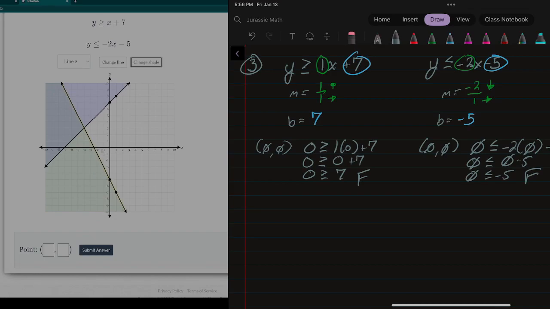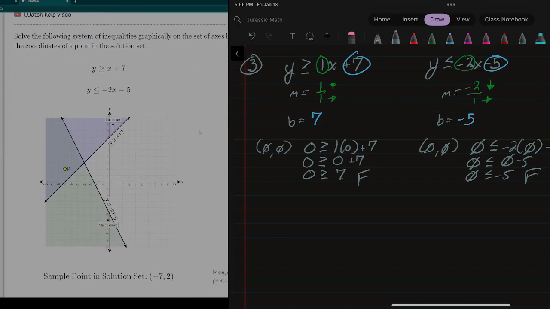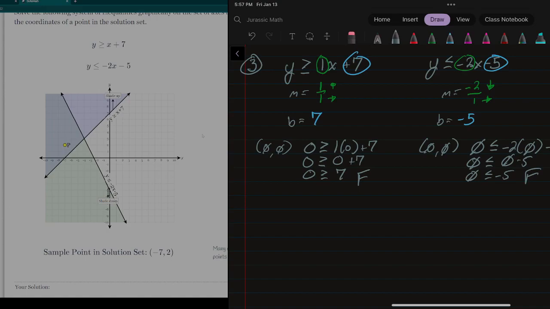Notice there are now 3 different colors excluding white. So the top shady color only works for line 1. The green works for only line 2. And this bluish hue, it works for both of them. And they want you to pick a point that's inside here. So I'm going to pick this point right here, which is at negative 8, 5. Negative 8, comma 5. Submit. Hit yes. And it works. And that is a quick review about the homework for this week.